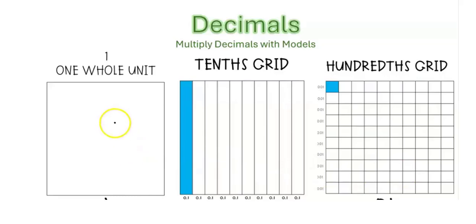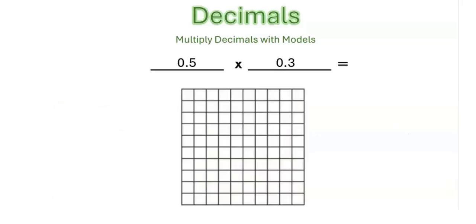Again, this is easier to really comprehend and visualize if you think of this as being $1. So like this first square represents $1. The tenths represent a dime. And you know it takes 10 dimes to equal $1. So there are 10 of these here. We only have one shaded. And then over here, one little square is like a penny. And it takes 10 pennies to equal a dime and 100 pennies to equal $1. So we're going to use these models to demonstrate how to multiply decimals.